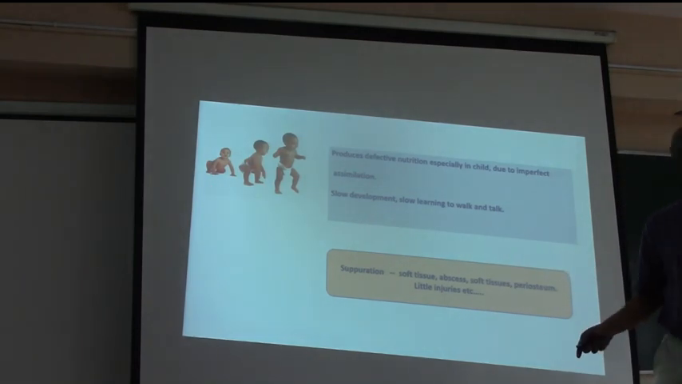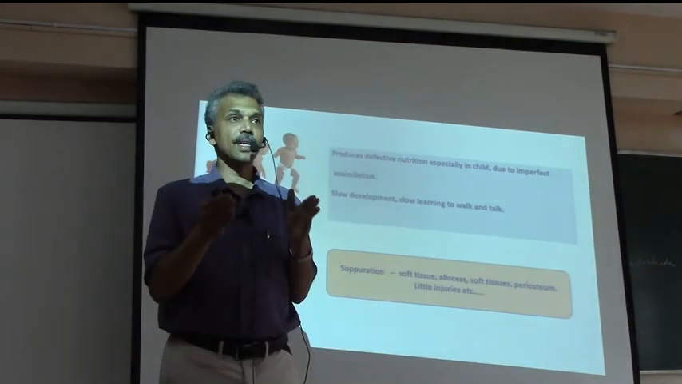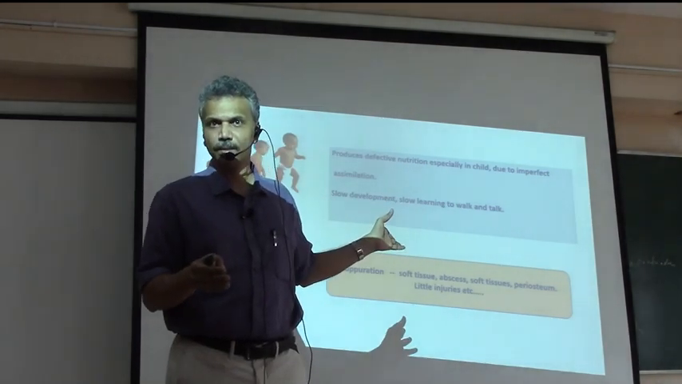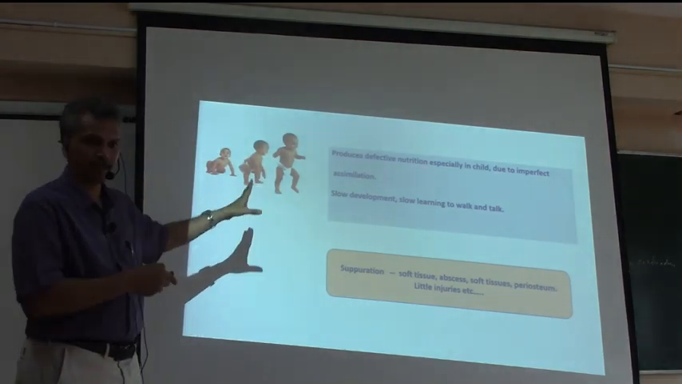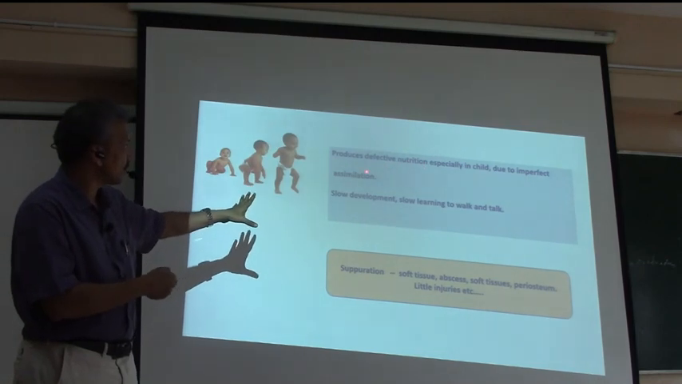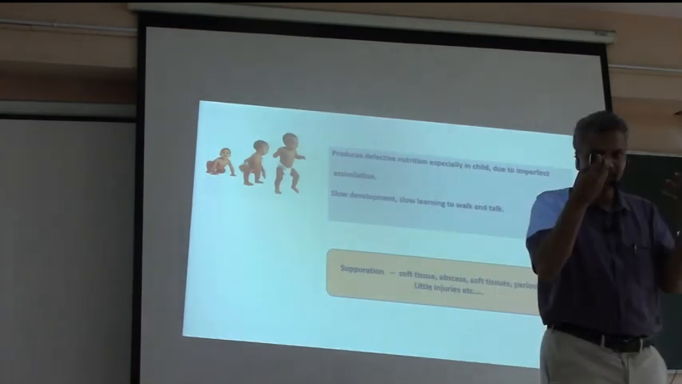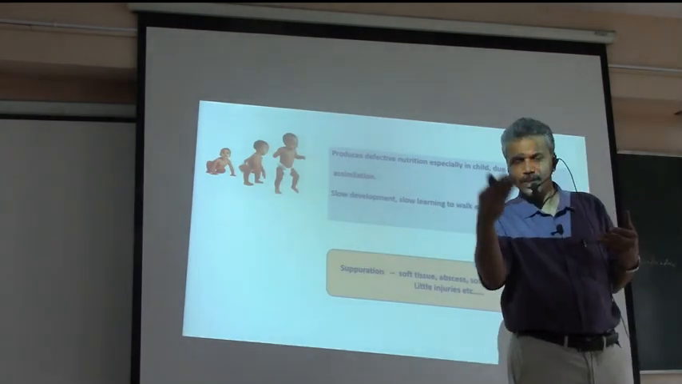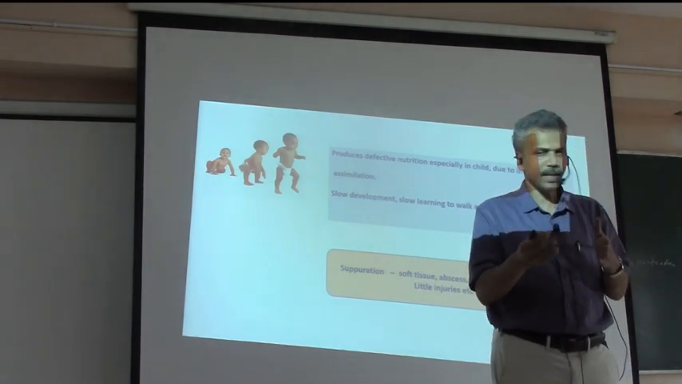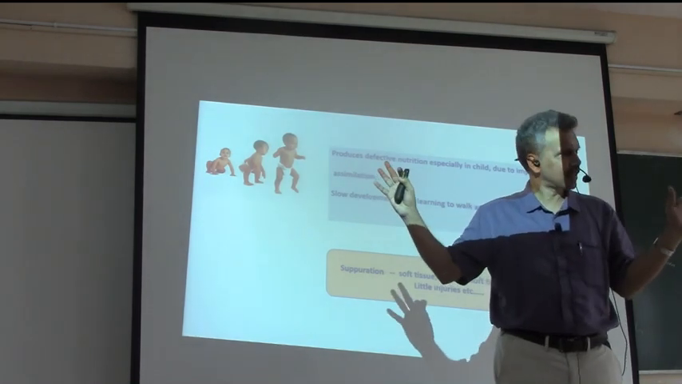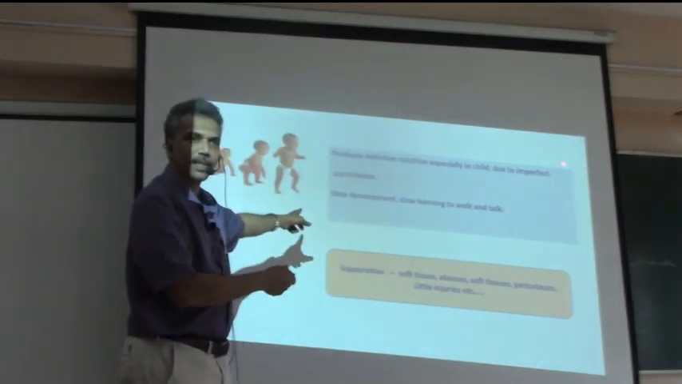By now you have some basic information: Silicea is a remedy acting on children. It produces defective nutrition, especially in children, due to defective assimilation. Whatever food the Silicea patient is taking, from the knowledge of physiology, what will happen to that food? It is digested, assimilated, absorbed and goes to the different cells. Unfortunately in Silicea, the assimilation is not happening properly.